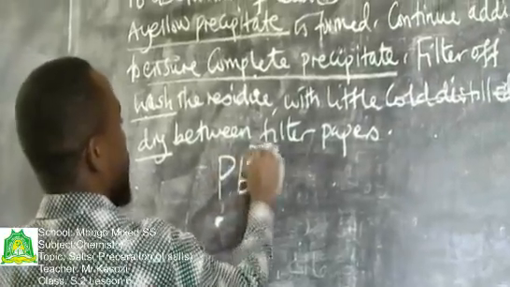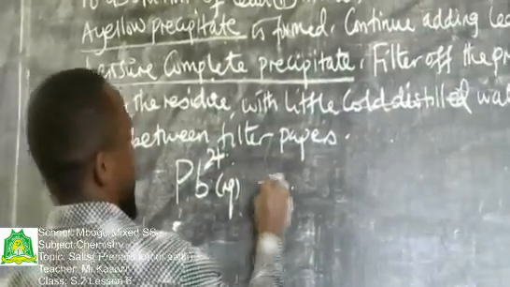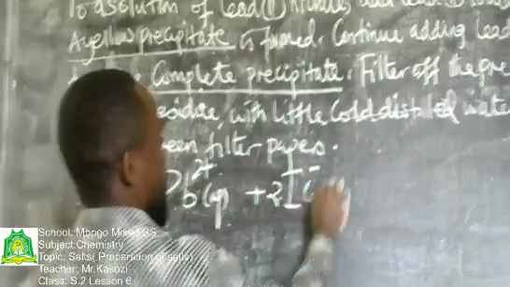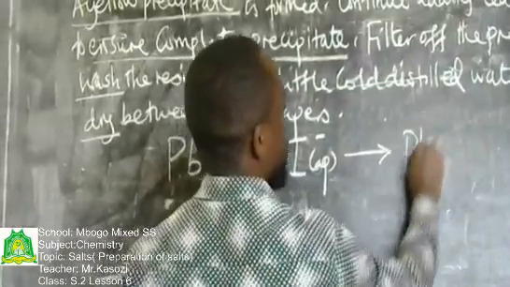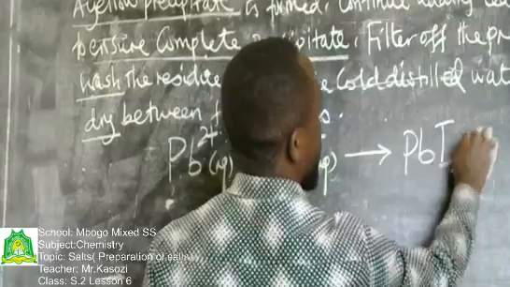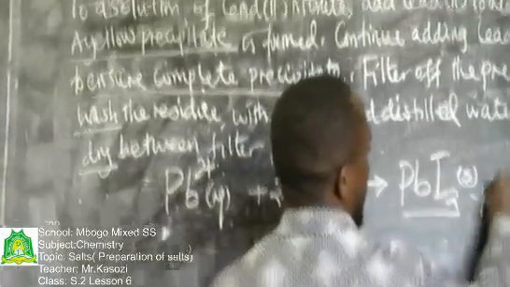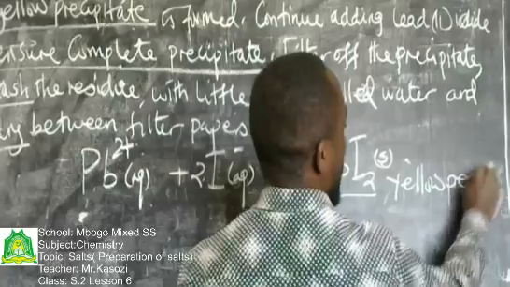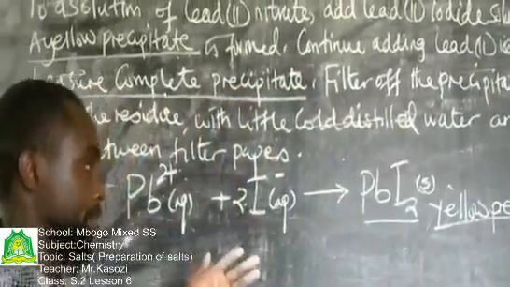That would be lead 2 ions plus iodide ions, then you get lead 2 iodide. So this is obtained as a yellow precipitate.